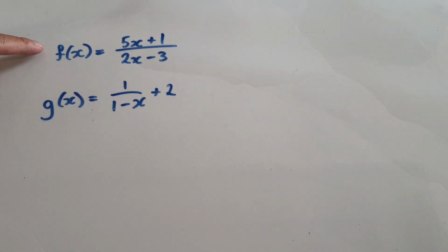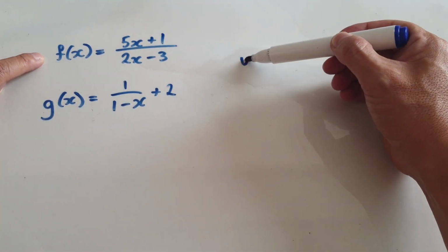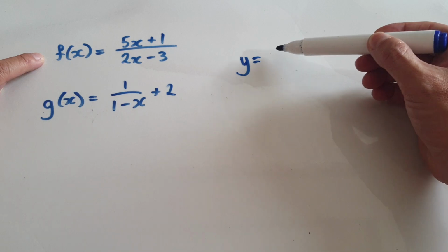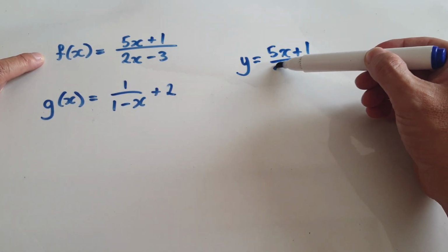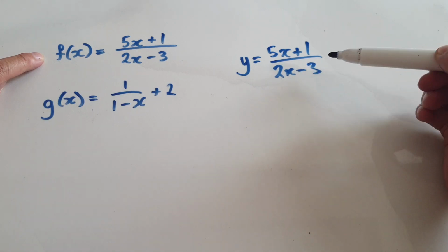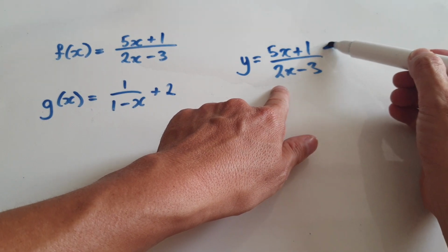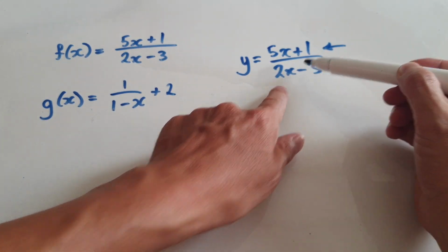Okay, let's try and find the inverse of these functions. So replace f of x with a y. So that would then give us this. And then make x the subject. Making x the subject. So you've got two layers here. Multiply both sides by the denominator.